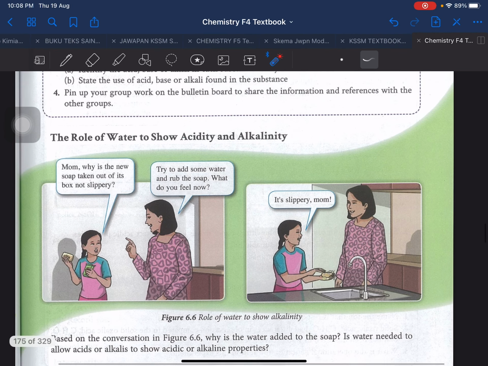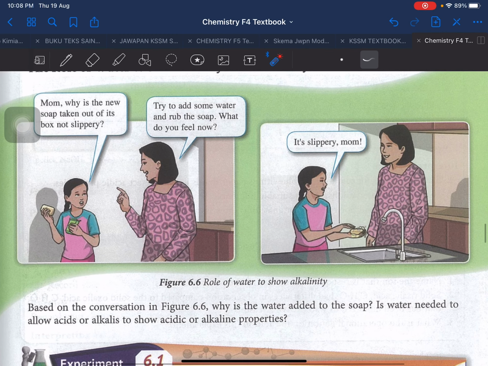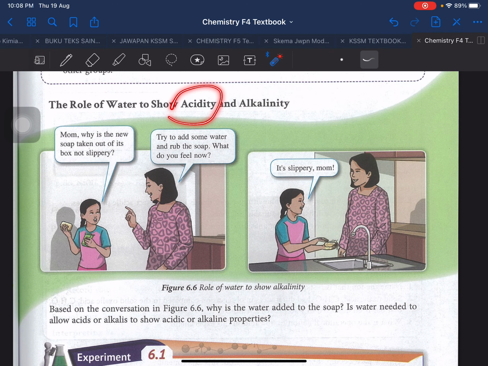Okay, so today we are going to learn about the role of water in showing acidity and alkalinity. Apa peranan air untuk menunjukkan sifat asid dan sifat alkali? Look at the conversation over here. Mom, why is the new soap taken out of its box not slippery? Kan, if we take out a soap from a box, tidak licin kan?